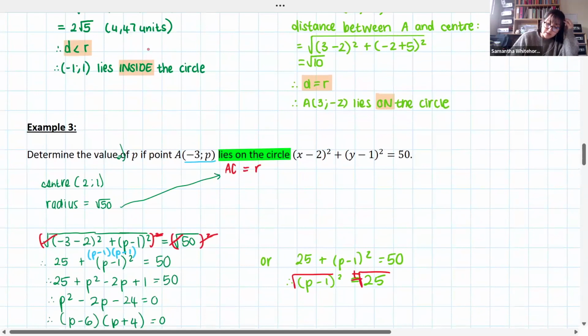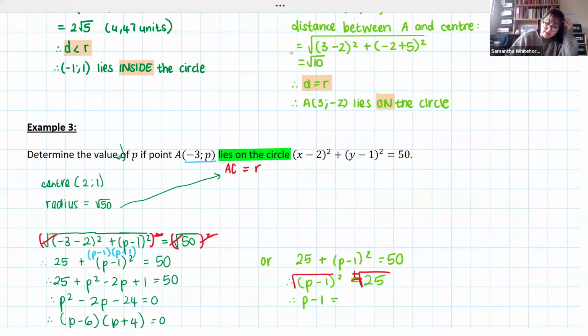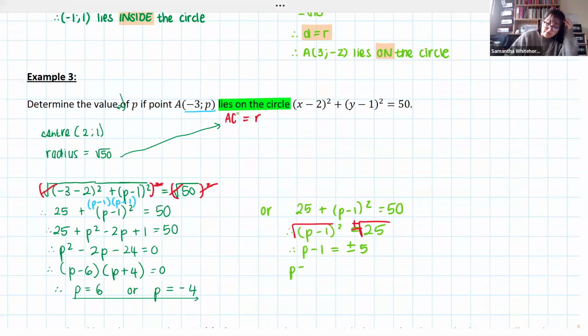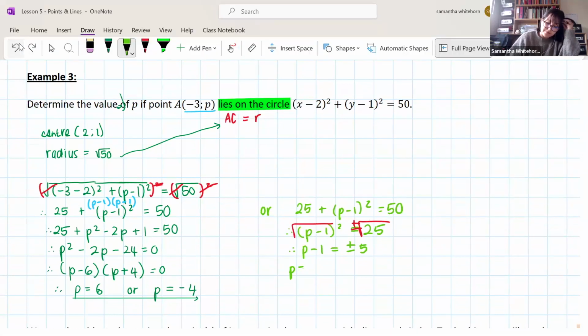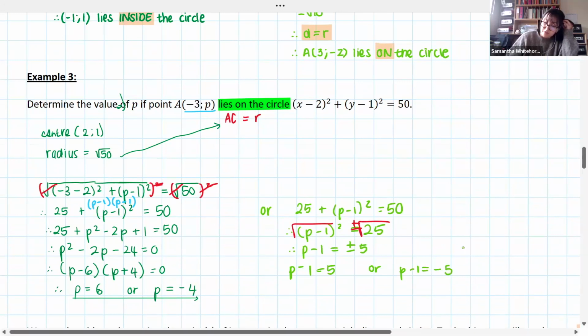Now, what you need to remember is that when you square root both sides, it is a positive or a negative value that you are getting. And so what that means is that p minus 1 is equal to positive or negative 5. So p minus 1 equals positive 5, or p minus 1 equals negative 5. Those are the 2 possible solutions I have once I've square rooted. That then means that p is equal to 6, so the same answer, or p is equal to -4, same answer.